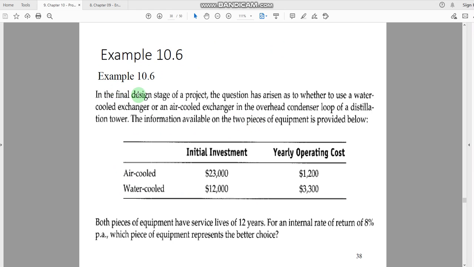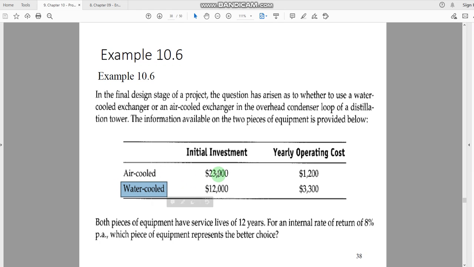In the final design stage of the project, the question has arisen as to whether to use a water-cooled exchanger or an air-cooled exchanger in the overhead condenser loop of the distillation tower. The information available on the two pieces of equipment is given below. So there are two alternatives: either we can go with an air-cooled heat exchanger, or we can go with a water-cooled heat exchanger.